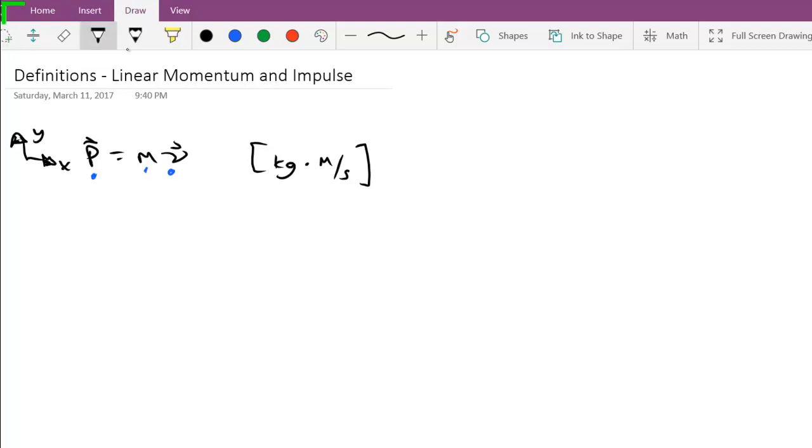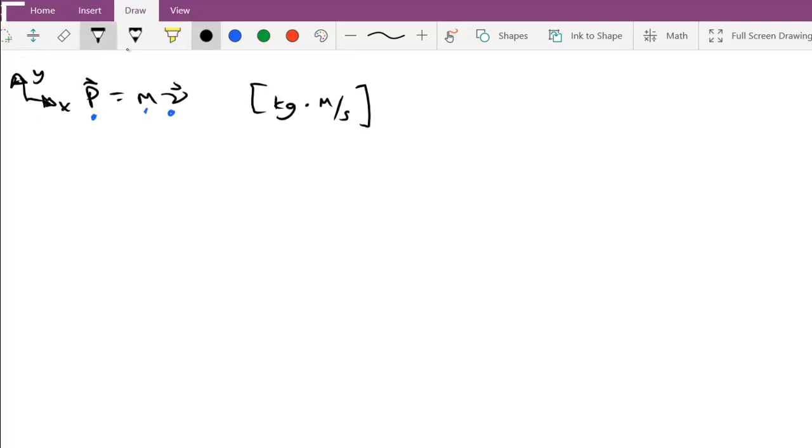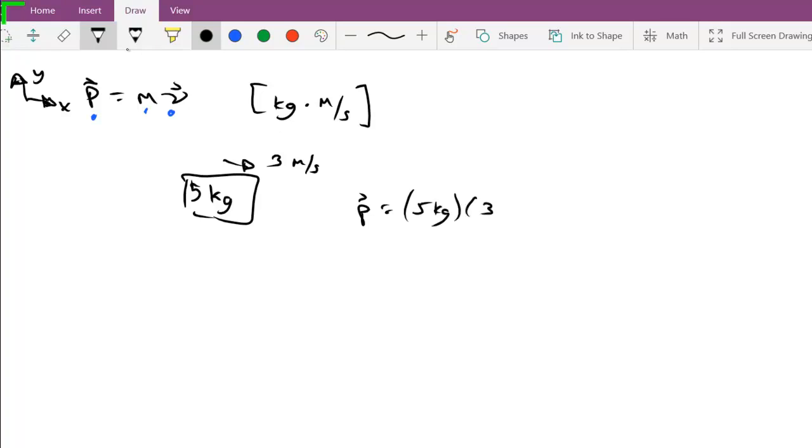So just a quick example here. Let's say that we have a 5 kilogram mass moving at, let's say here, 3 meters per second. Then its momentum would be equal to its mass times its velocity, so 5 kilograms times 3 meters per second is equal to 15 kilogram meters per second, with the positive here indicating that it is moving in a positive direction, which we have defined to be to the right.